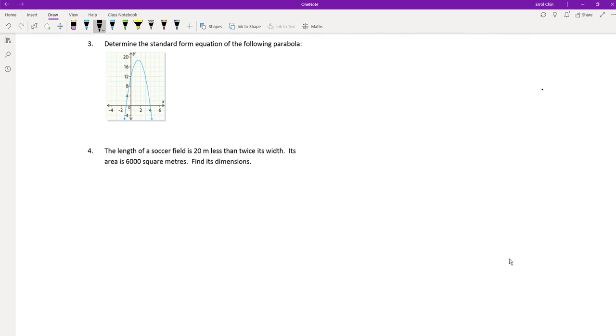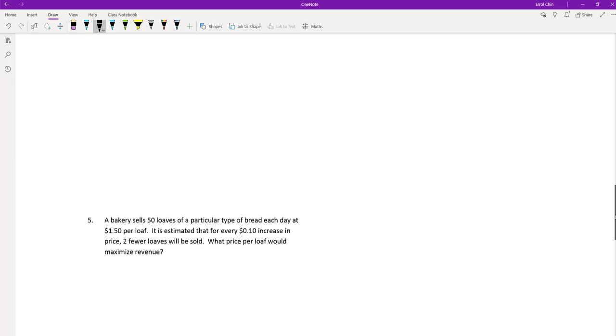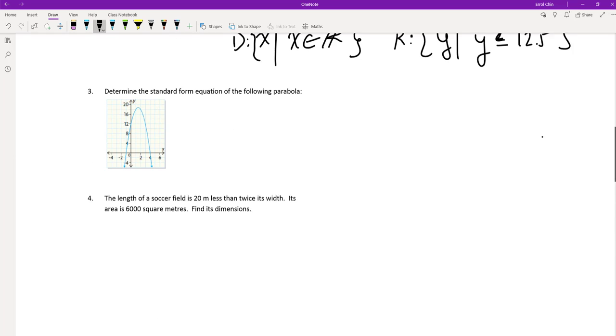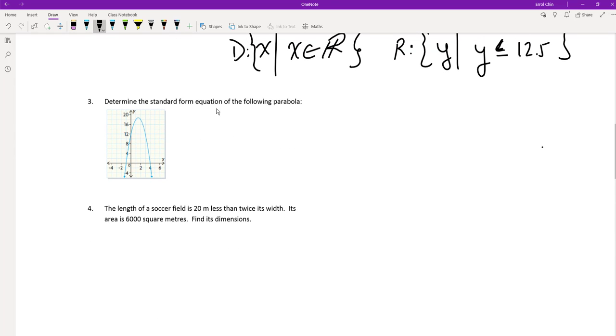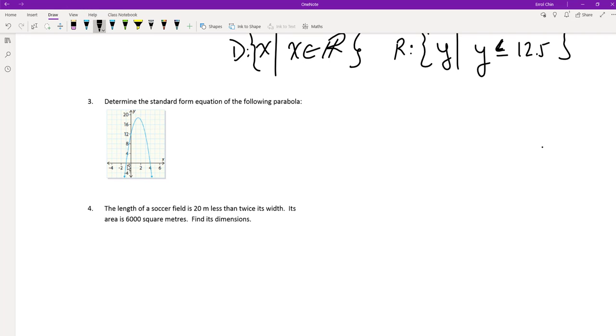So this is the continuation of FOM 11, Chapter 7, Section 4. We're just going to finish off the last three examples. And the next example says, determine the standard form equation of the following parabola. Well, the way to solve this is to take a look at what the x-intercepts are.